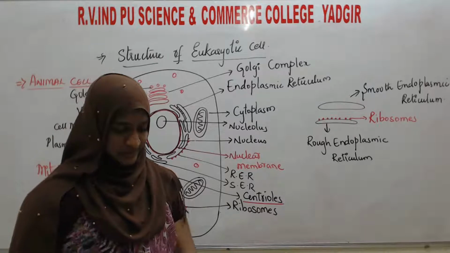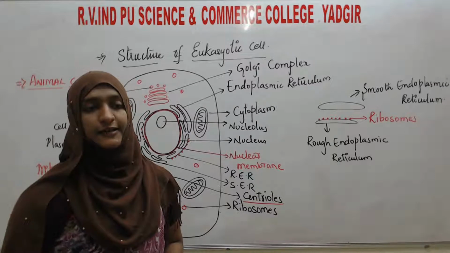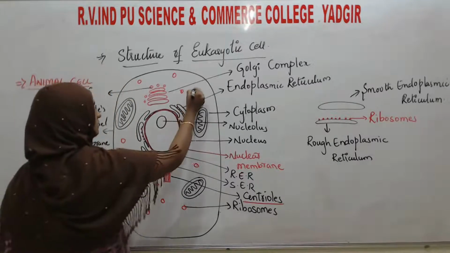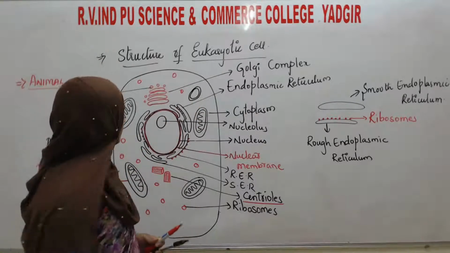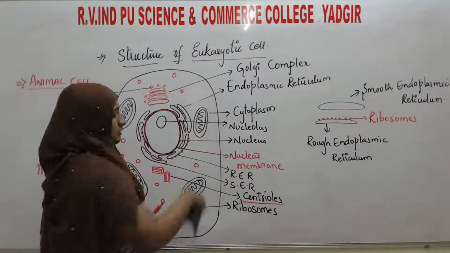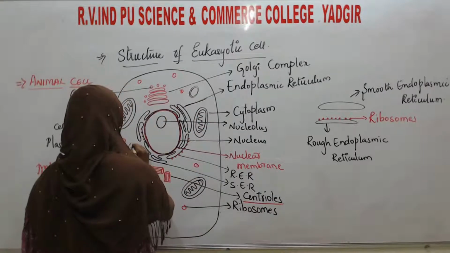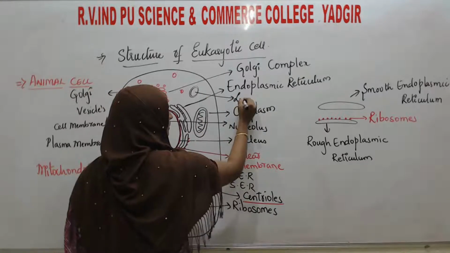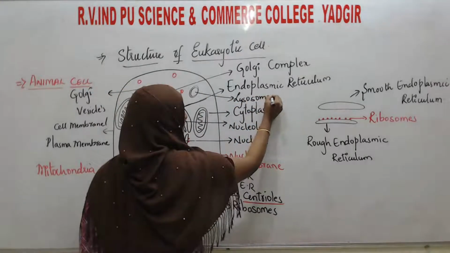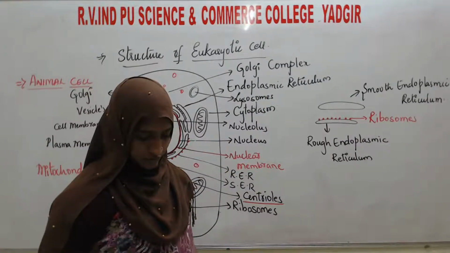Okay. Then except these, there will be certain membrane bound cell organelles which secrete hydrolytic enzymes. And these cell organelles are known as lysosomes. What are they known as? These cell organelles are known as the lysosomes.